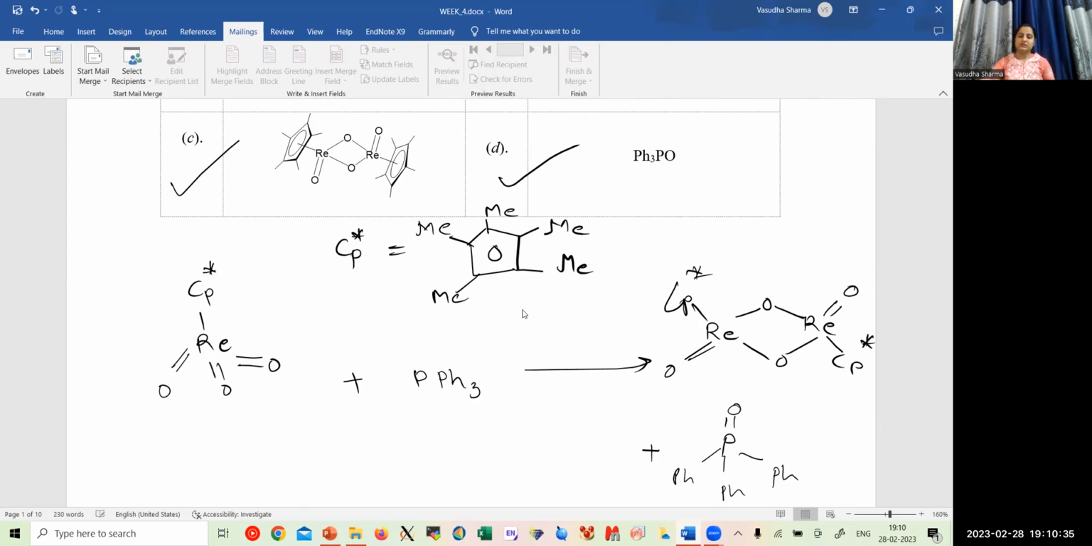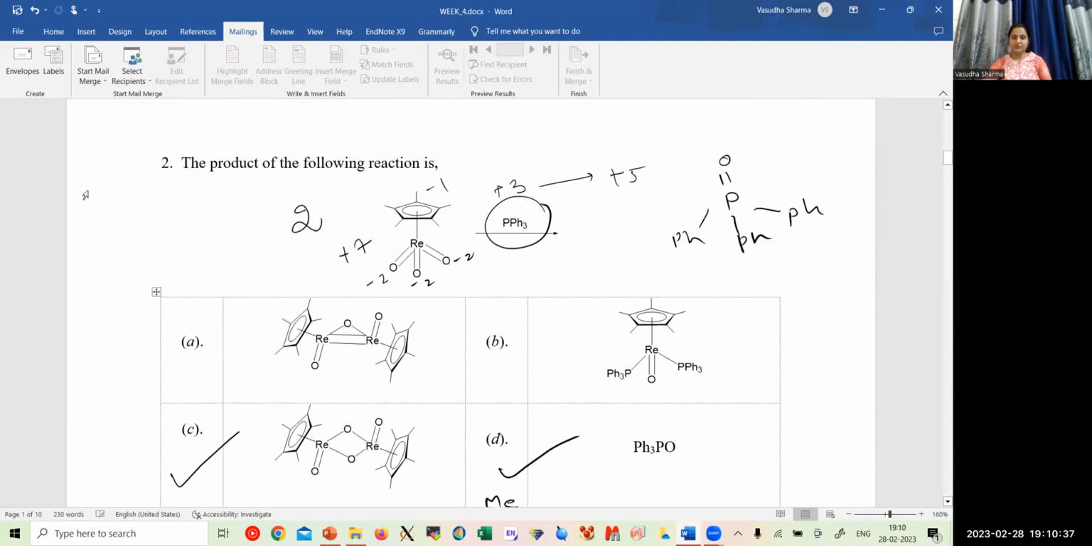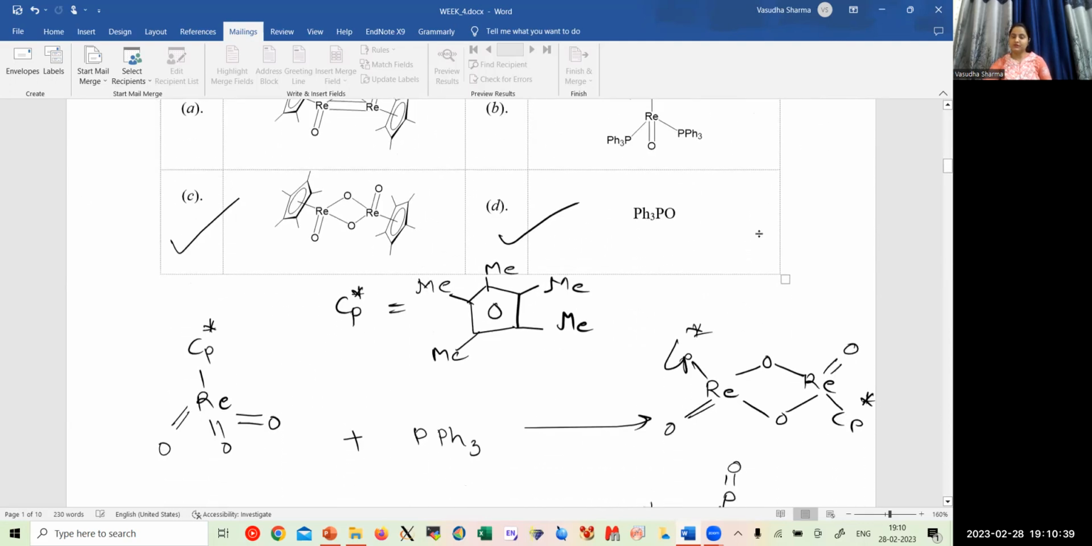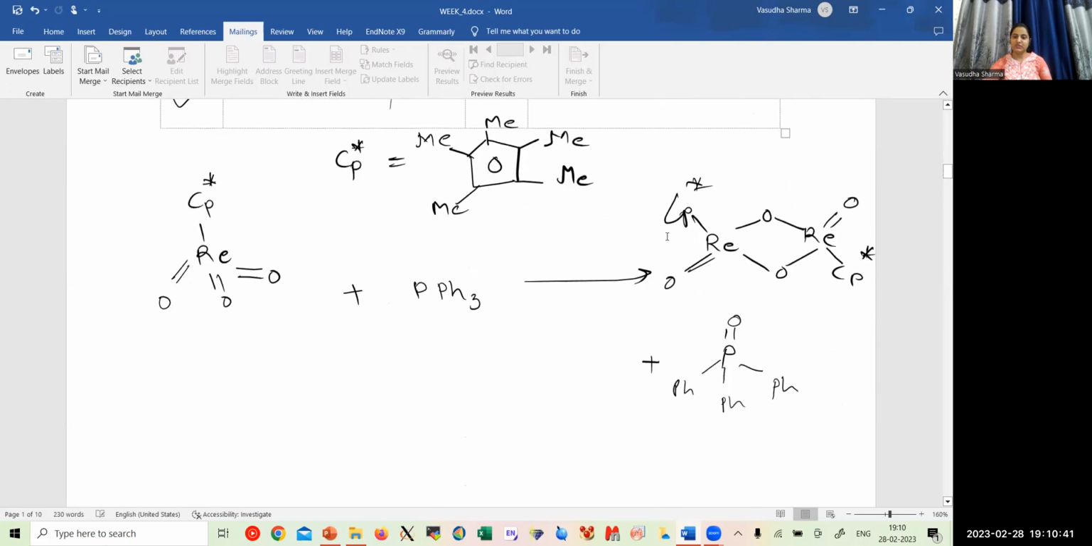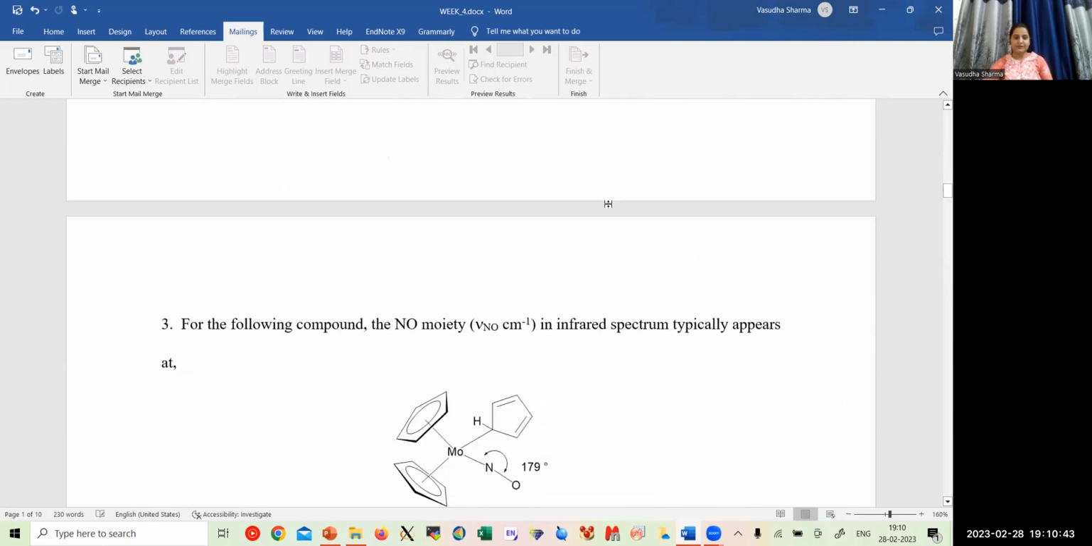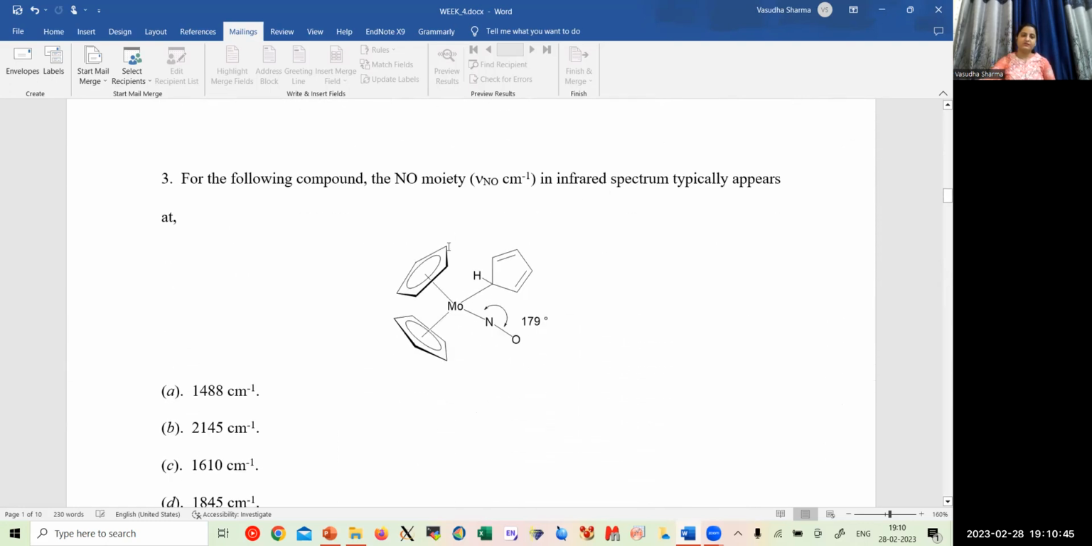Okay, so both, they have asked for the product. So these both are the products. We can't ignore this method. So C and D are the options for that. Moving ahead, we have the third question.